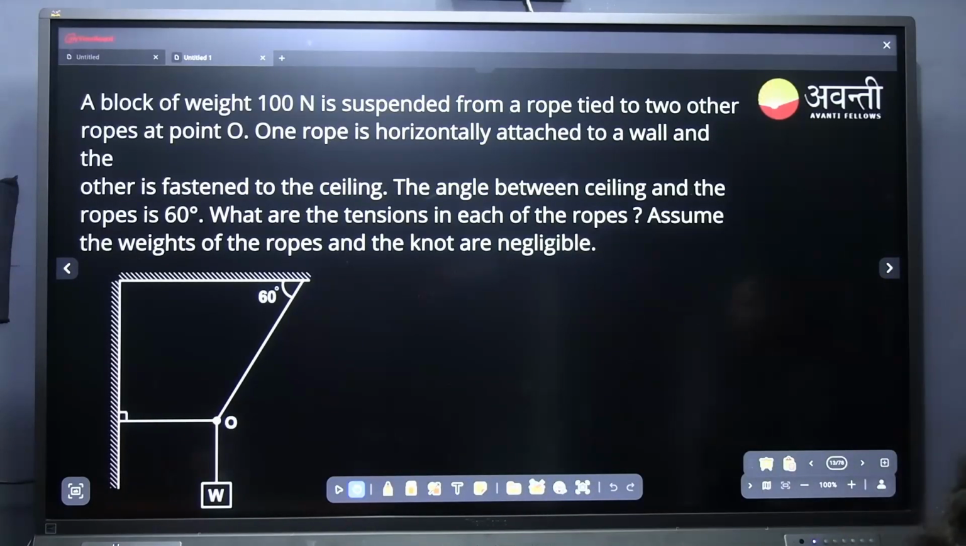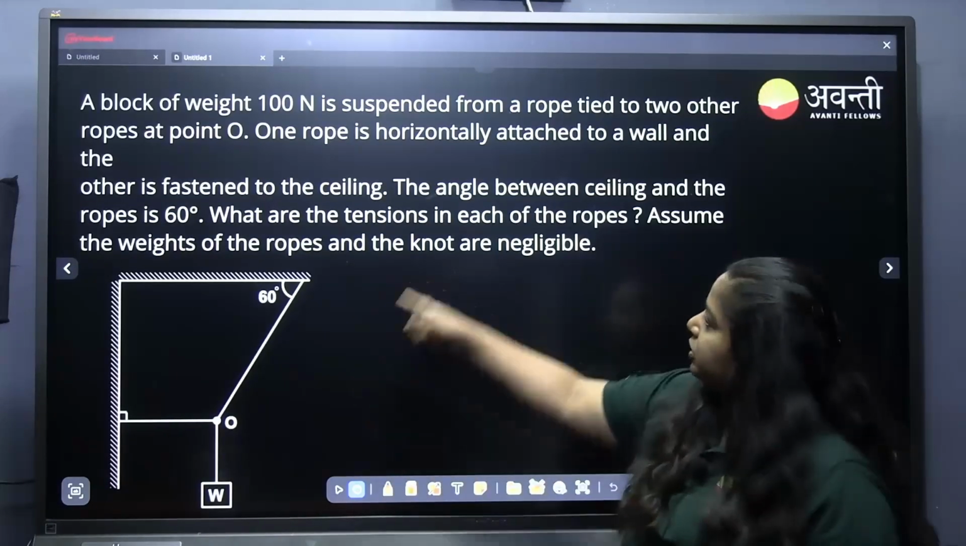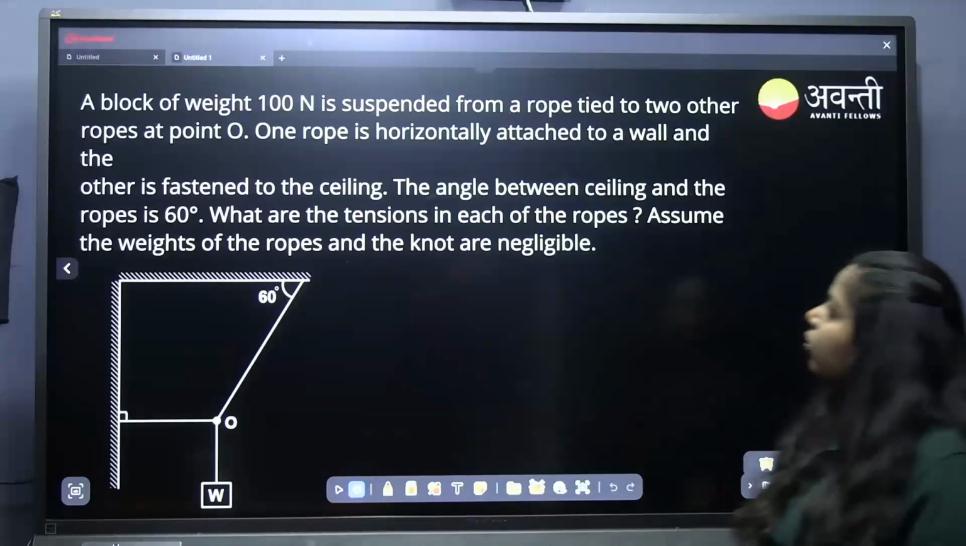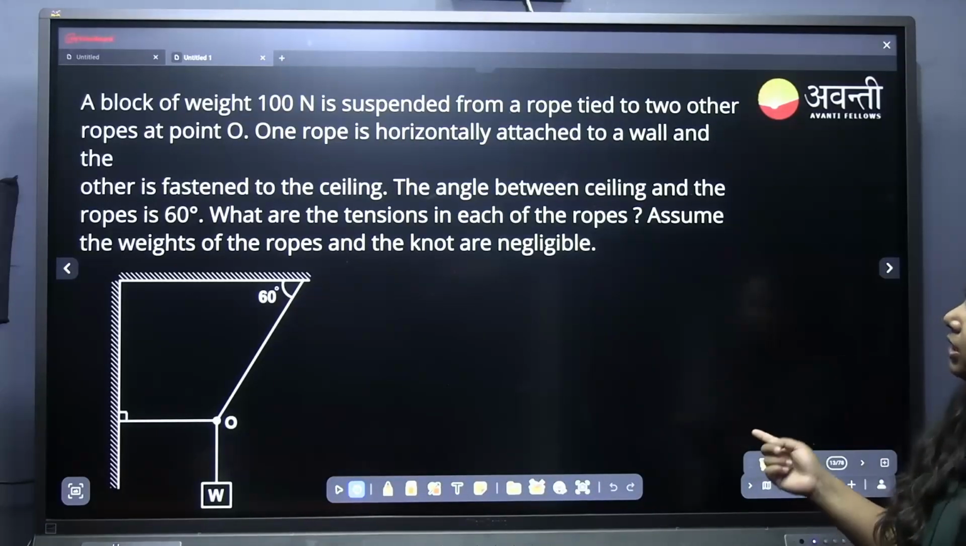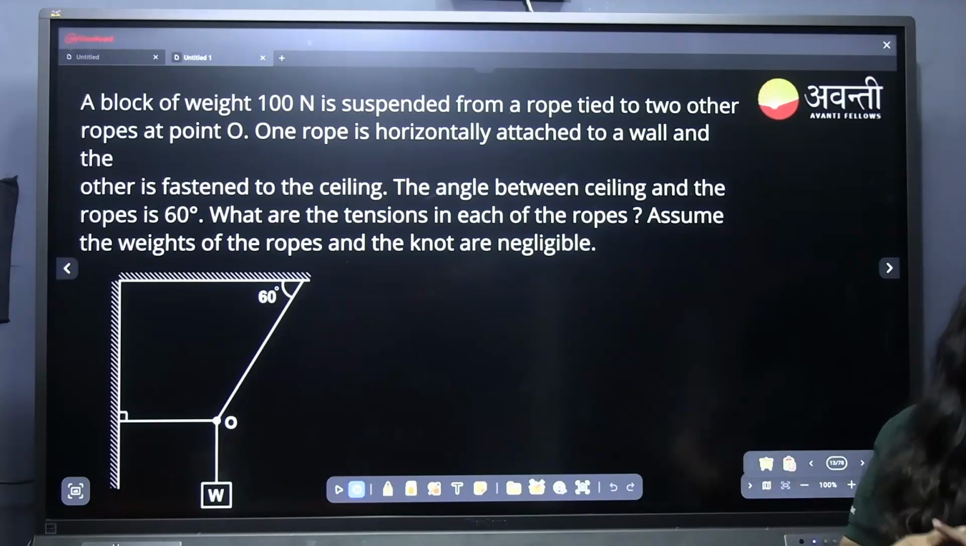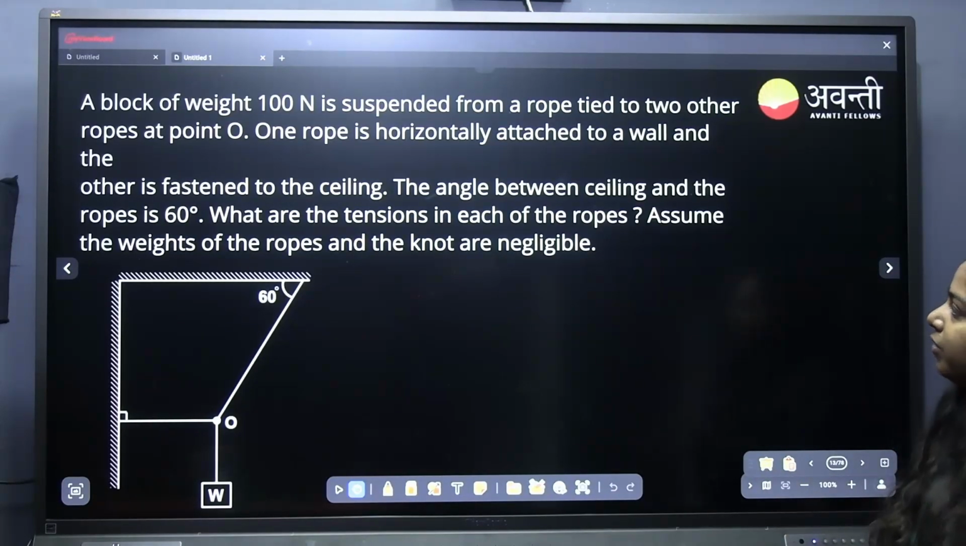A block of weight 100 Newton is suspended from a rope tied to two ropes at point O. One rope is horizontally attached to the wall, the other is fastened to the ceiling. The angle between the ceiling and the rope is 60 degrees. What is the tension in each rope? Assume the weight of the ropes and knot is negligible. So the ropes and knot have negligible weight. We have to find the tension in each rope.